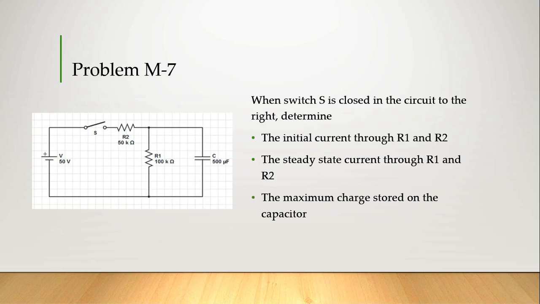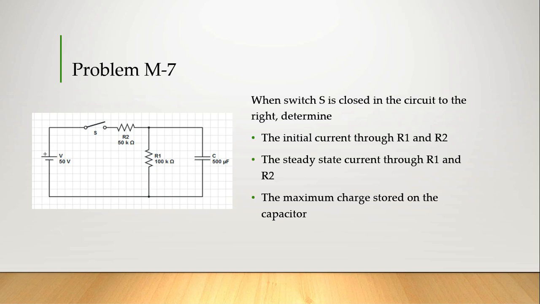So let's do a quick problem dealing with these concepts. And the quick problem that I have deals with this circuit here. Looks kind of similar to the circuit we had before, but a little bit different. We have a 50-volt battery. There's a switch in here. That battery is connected to the switch and then to the 50 kilo ohm resistor. From the 50 kilo ohm resistor, there are two paths. One goes through the 100 kilo ohm resistor, and the other goes through the 500 microfarad capacitor.